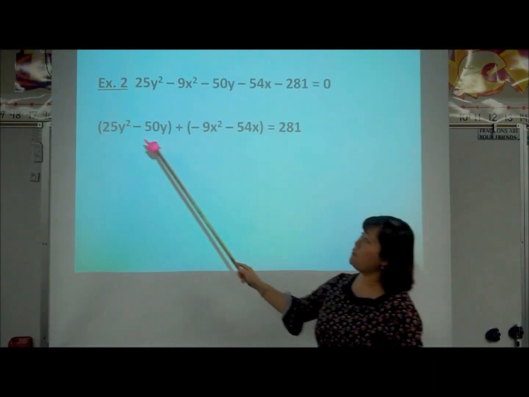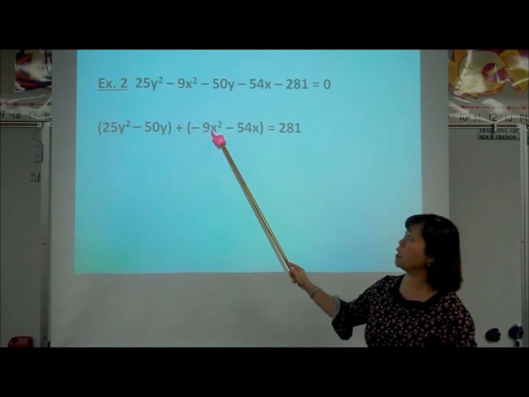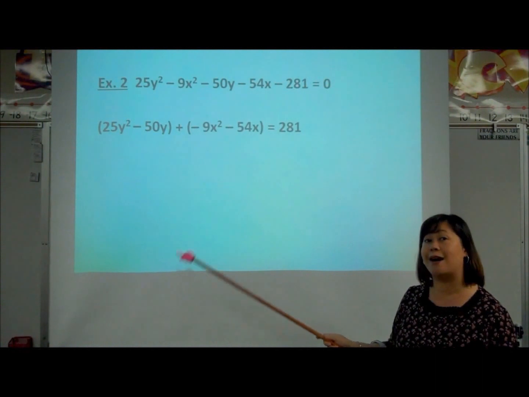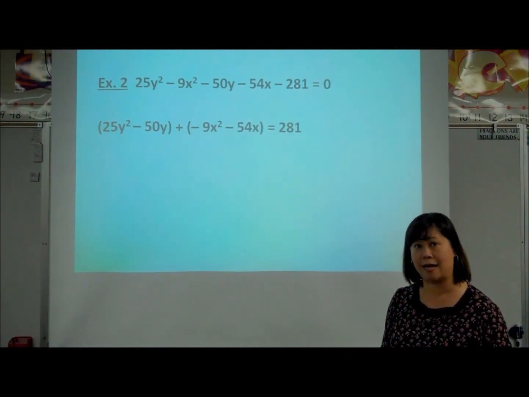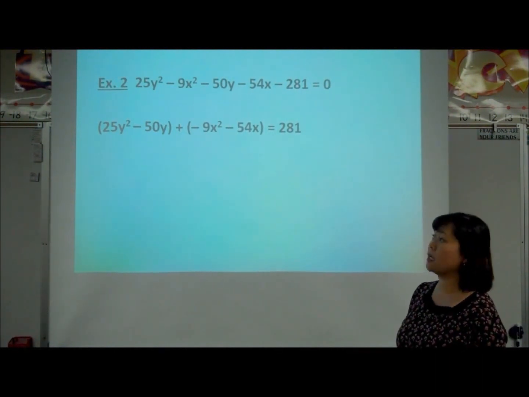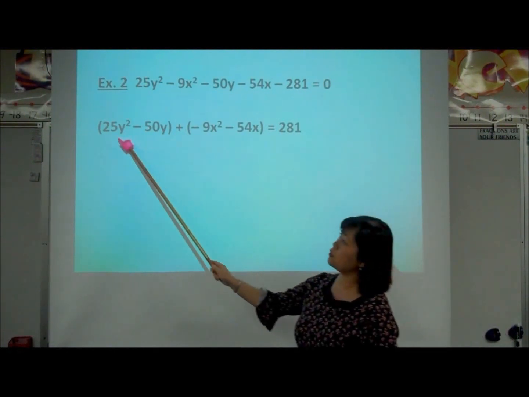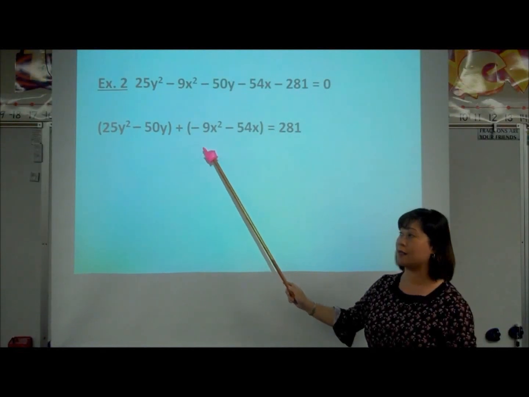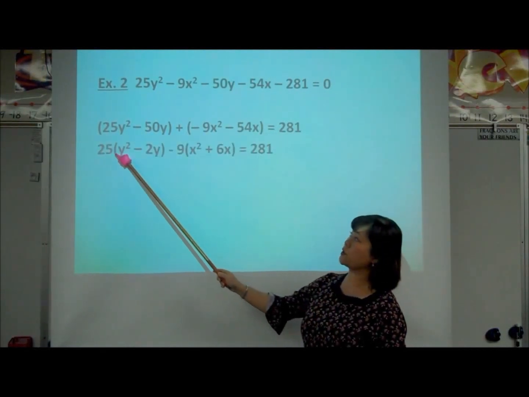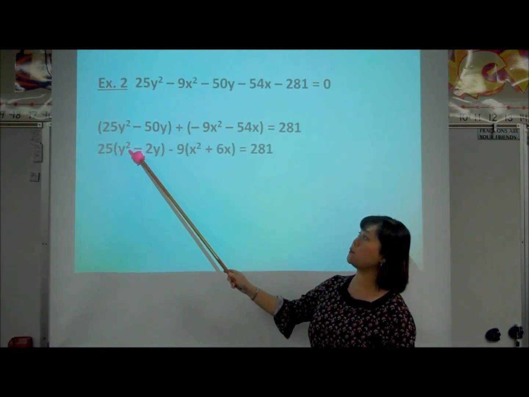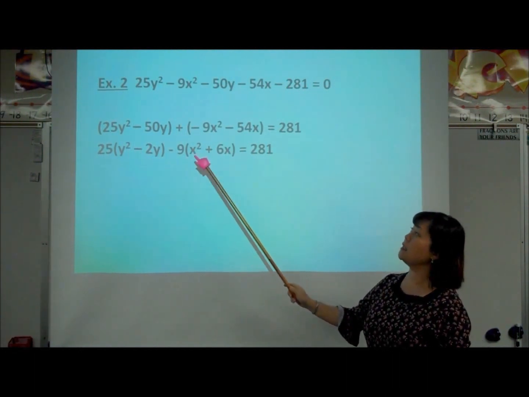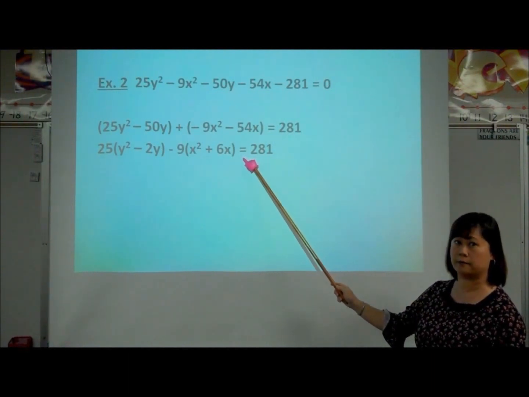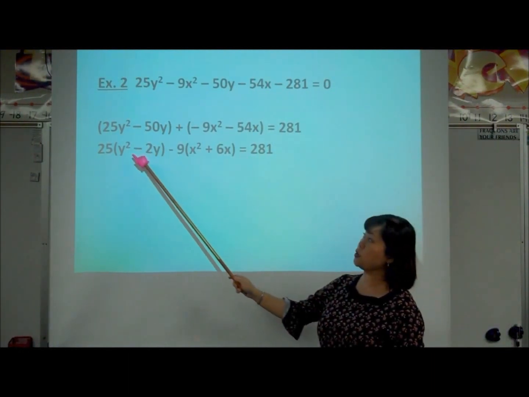So now, I have a number in front of that y squared, and I also have a number in front of x squared. But remember, to complete the square, we cannot have a number in front; the a has to be 1. So because of that, we have to factor. I can factor out a 25 in the first part, and I can factor out a negative 9 on the second part. So it looks something like this: 25 parentheses y squared minus 2y, and then negative 9 parentheses x squared plus 6x equals 281. Okay? Now from here we're going to do the completing the square.